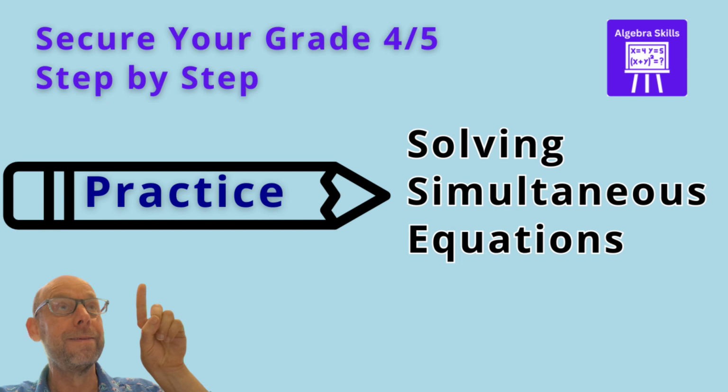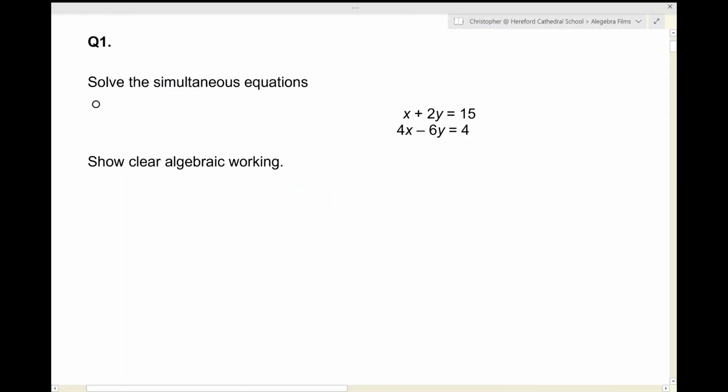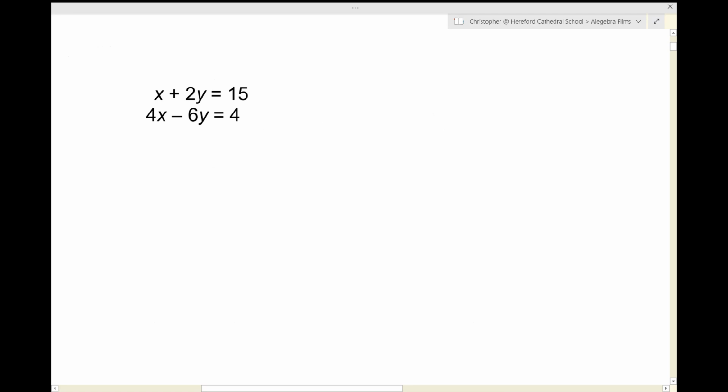Right, let's get on with the maths. Question 1. Let's get the x's equal and then we'll subtract the equations. So I'm going to multiply that top equation by 4. Gives me 4x plus 8y equals 60. Copy down the other equation, which has already got 4y in it.